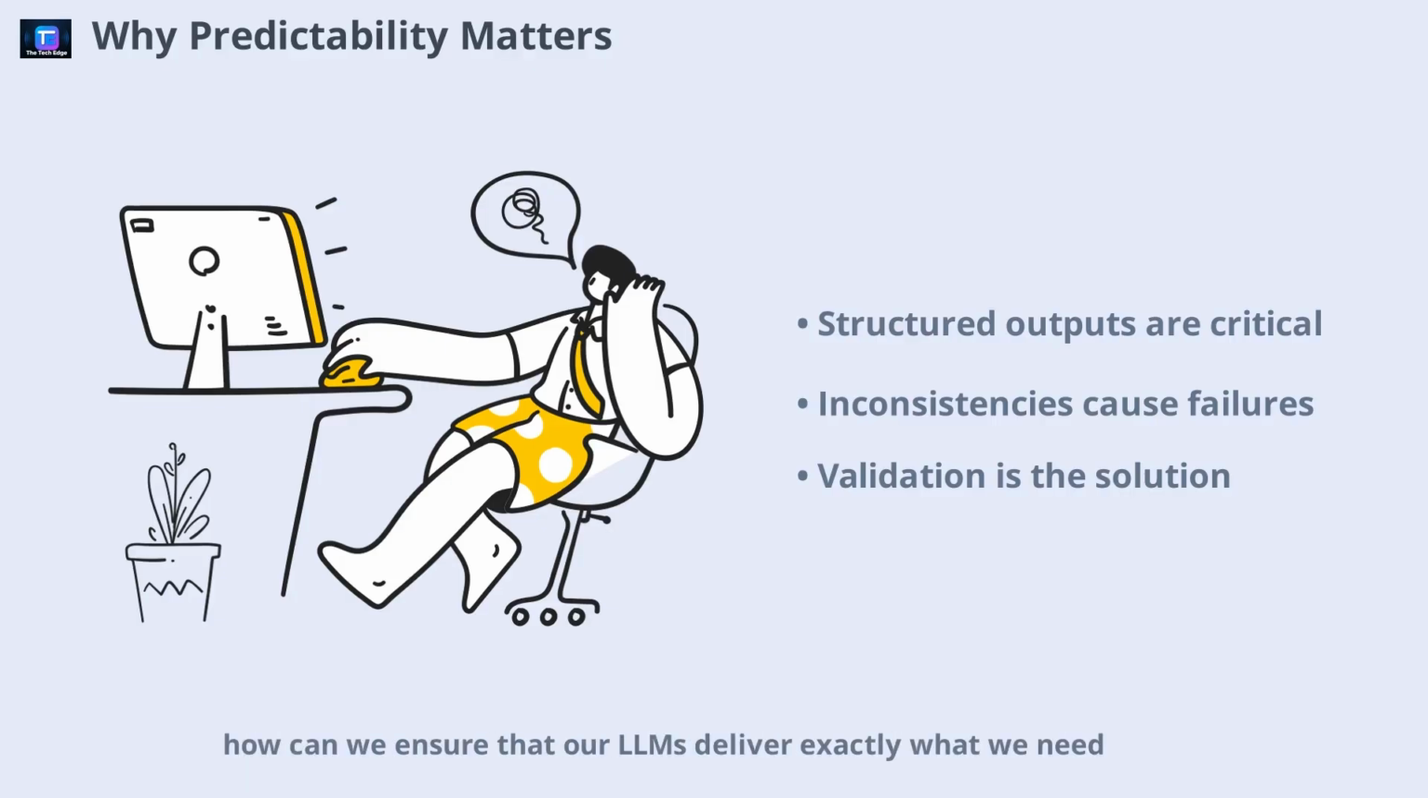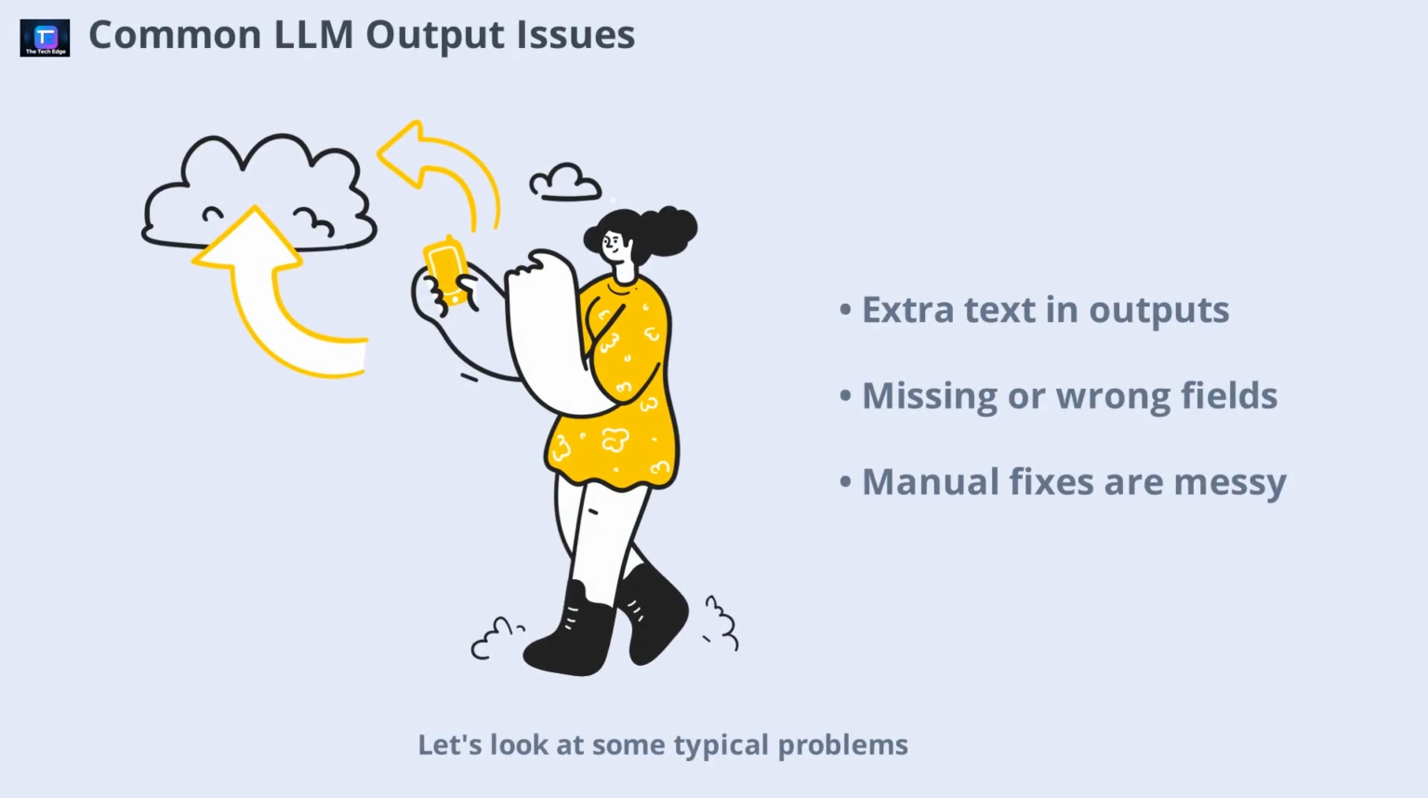So, how can we ensure that our LLMs deliver exactly what we need every single time? The answer lies in validation. Let's look at some typical problems you might encounter with LLM outputs. Sometimes, the model adds extra text around your JSON, forgets a key, or outputs the wrong data type. For example, you might ask for a summary and sentiment, but get a response missing the sentiment field, or with the sentiment as a number instead of a string. These small errors can quickly become unmanageable if you try to fix them with manual string parsing. Clearly, we need a better approach to handle these unpredictable outputs.